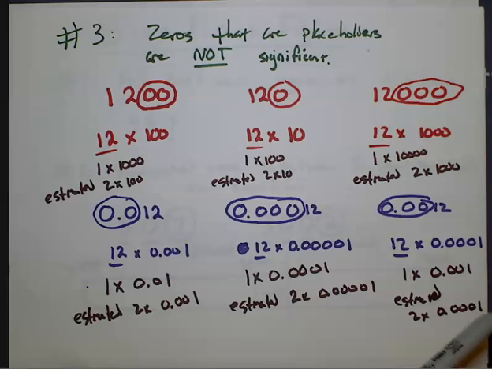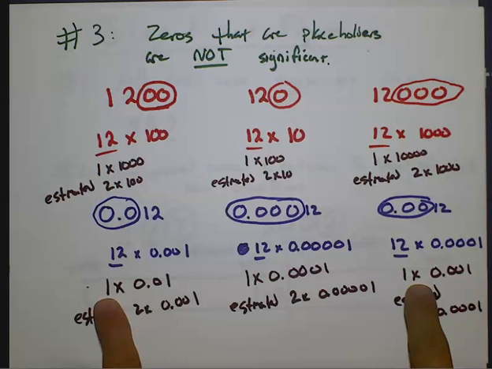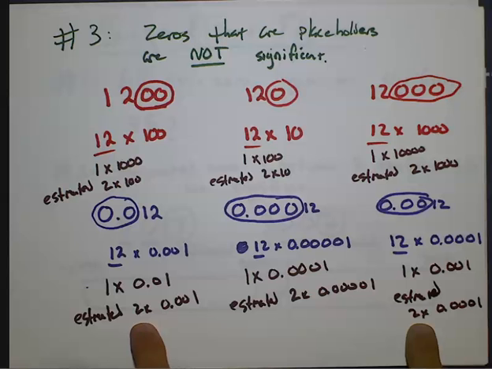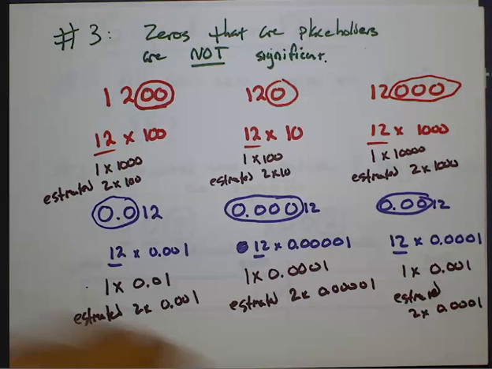Again, all of these zeros only go to show what size our tool was. Doesn't tell us anything about the precision of the tool, doesn't tell us anything about the actual measurement that we made. We've made one measurement at a bigger unit, and we've estimated 2 of the smaller. These placeholder zeros only show us the size of the tool that we're using, not anything about the actual measurement.